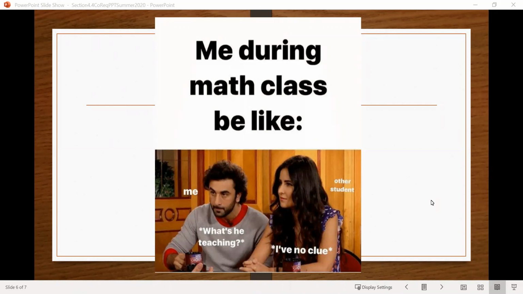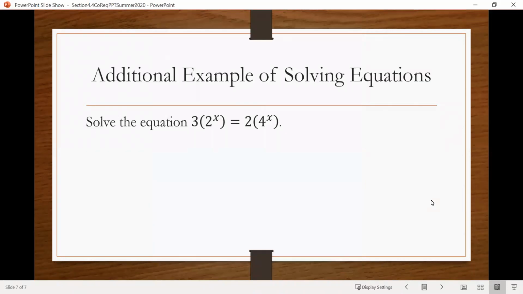Just one more type of problem we want to go over. So let's look at this one. Here we have 3 times 2 to the x equals 2 times 4 to the x. And we have to solve this somehow.